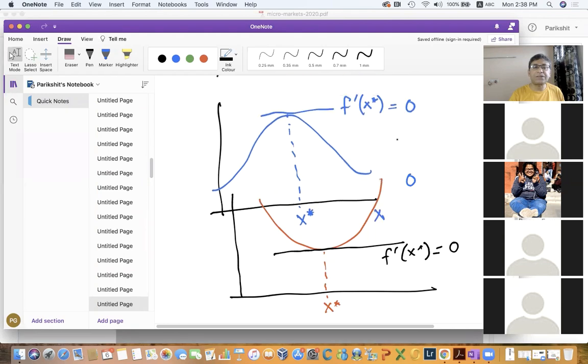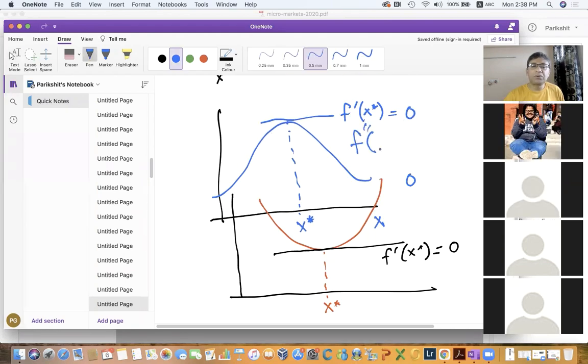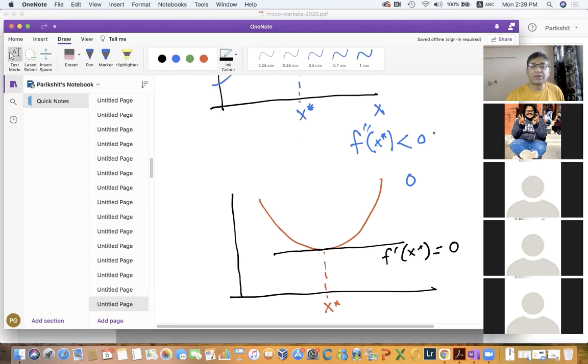But there's a critical difference between the maximum and the minimum. To distinguish maxima and minima, we have to look at the second derivative. In the case of the maximum, the slope goes from positive to 0 to negative. So the first derivative is decreasing. That means the second derivative is negative. And in the case of the trough, the minimum, the second derivative is just the other way around. It's positive.